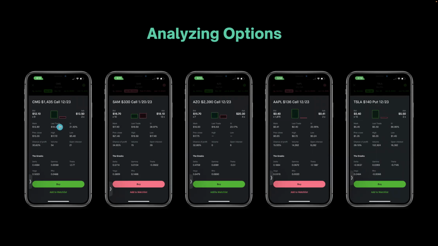But let's look at Chipotle, right? Look at the spread. The spread on Chipotle is trash. It's literally a $140 difference. Down here, look at this theta, $277 in theta. Your delta's 43 cents. This is horrible, right? If you see this, you should run.